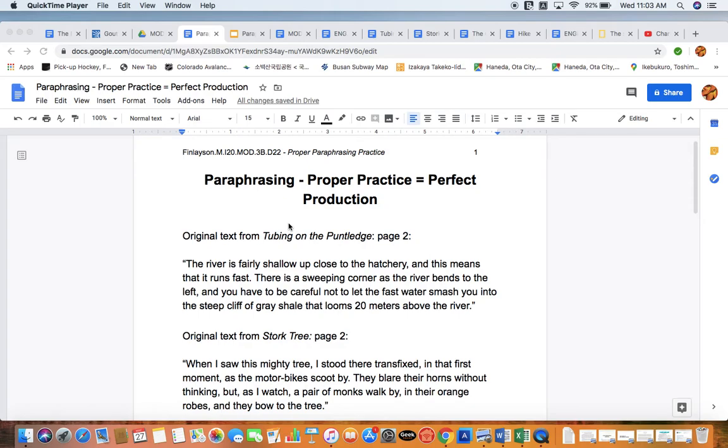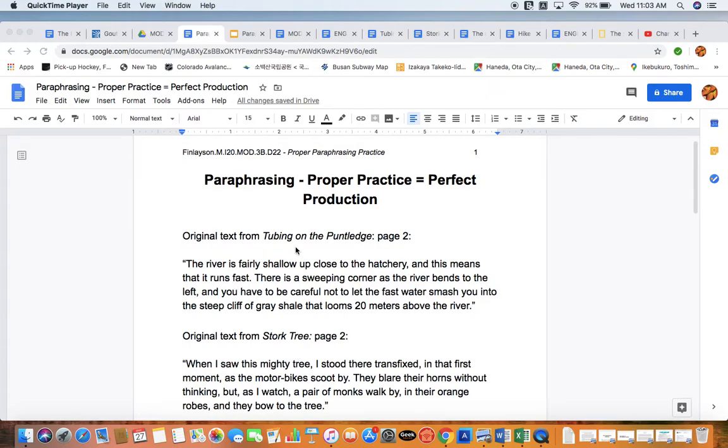So we've just finished learning about paraphrasing, what it is, why it's important, and talked through the steps and some tips about how to do it. So now I'm going to do two examples here for you to demonstrate the process, and then the worksheet for today will have 4 examples that you will do on your own. Okay, so here we go.